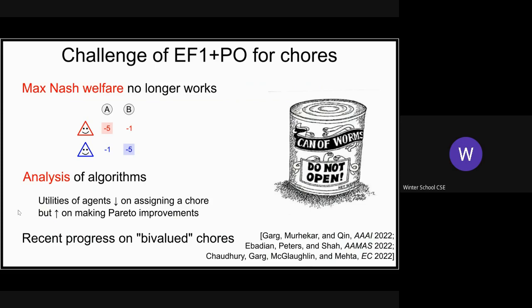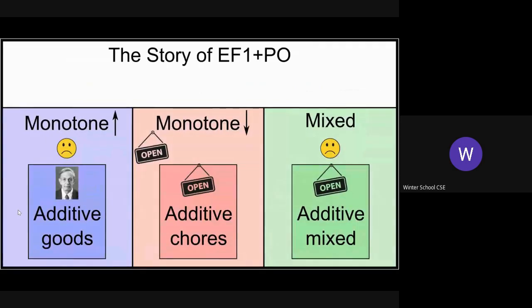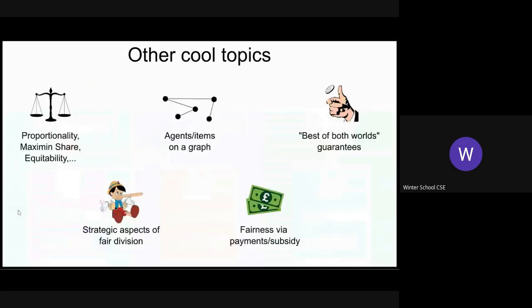Okay, cool. All right. So this is the landscape of EF1 and PO. We had some success here in terms of existence, but otherwise the picture is not very encouraging.